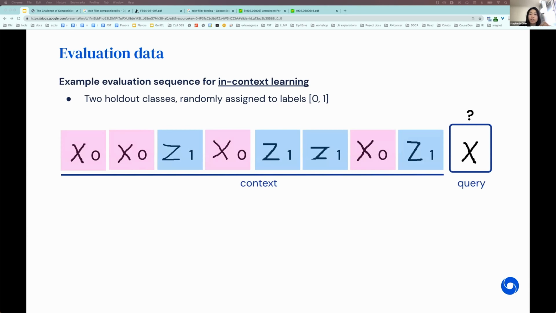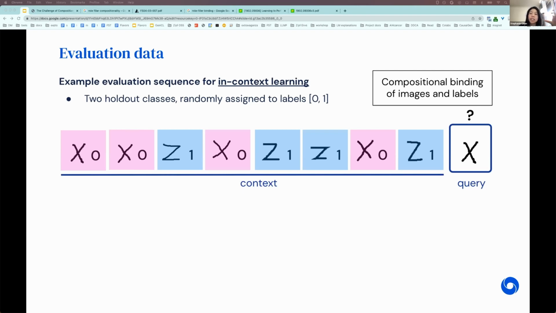And so in order for the model to predict the correct query label, it has to use rapid learning from the context. I want to draw your attention to this because this is the compositional task in this experiment. The model needs to systematically apply the function, the binding of images and labels, to new sets of omniglot images and labels that it hasn't seen before.